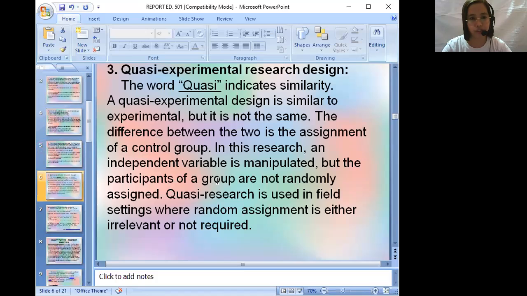So we have quasi-experimental research design. The word quasi indicates similarity. A quasi-experimental design is similar to experimental, but is not the same. The difference between the two is the assignment of a control group. In this research, an independent variable is manipulated, but the participants of a group are not randomly assigned. Quasi-research is used in field settings where random assignment is either irrelevant or not required.